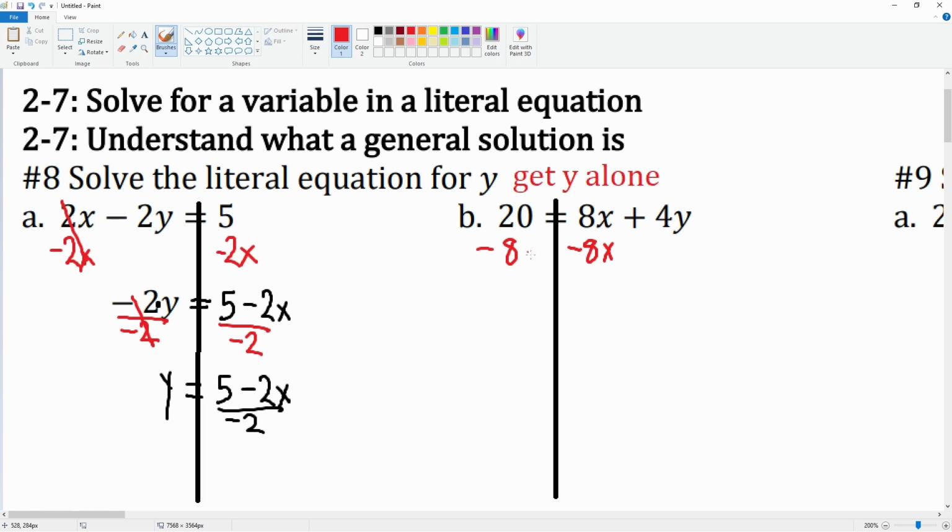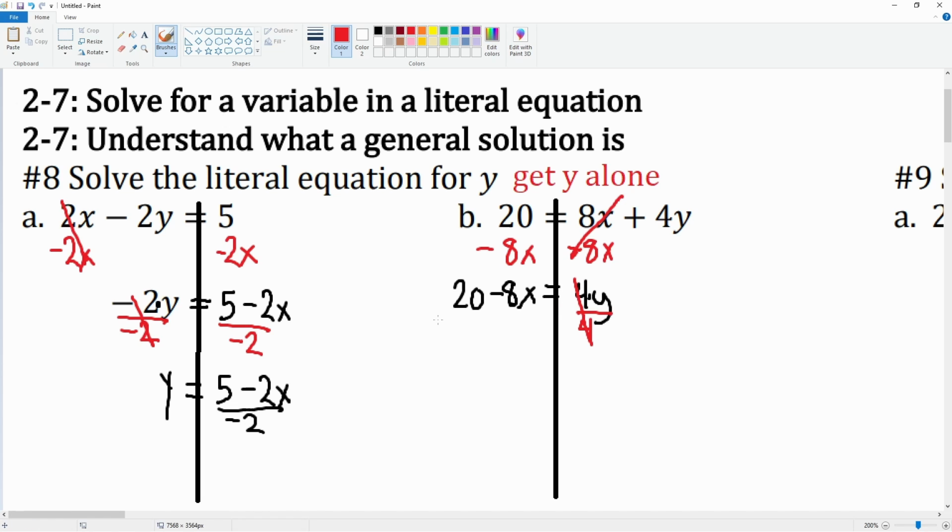The reason we subtract 8x from both sides is because you have a plus 8x on the right hand side. 8x minus 8x will cancel, giving you 0. On the right hand side, you're just left with a 4y. On the left, you have a 20 minus 8x. Nothing happens here. They cannot combine. You have a 4 that is attached via multiplication to the y, so it's 4 times y. How do we get rid of that 4 times y? Well, we're going to divide by 4.